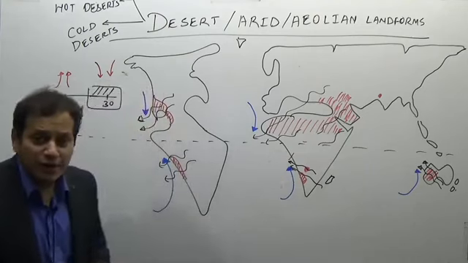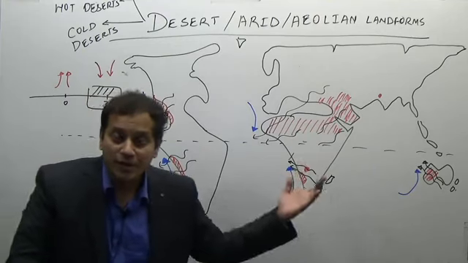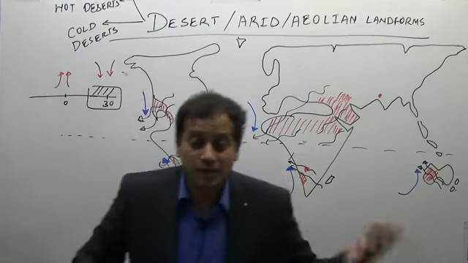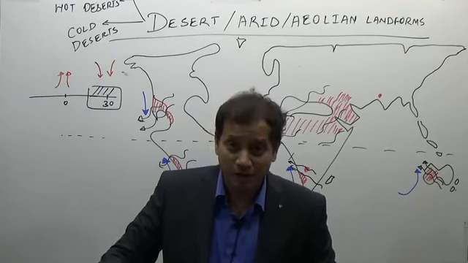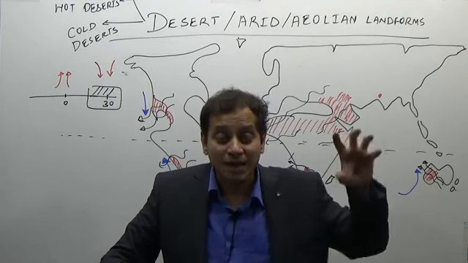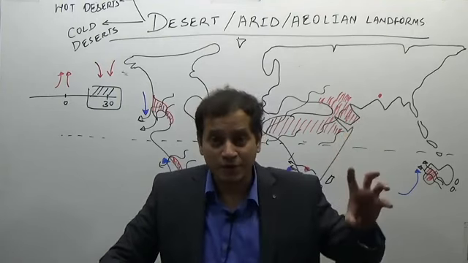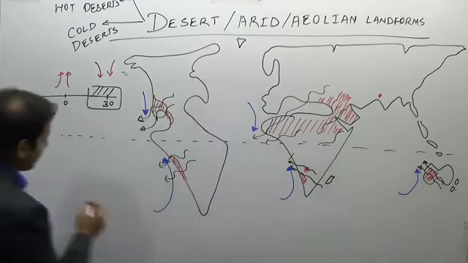That means the wind is blowing from the land towards the sea, not from the sea towards the land. When the wind is blowing from sea towards the land, the wind brings moisture along with it. Because it is blowing over the sea, it takes up water vapors and it comes and hits the land and gives rainfall.